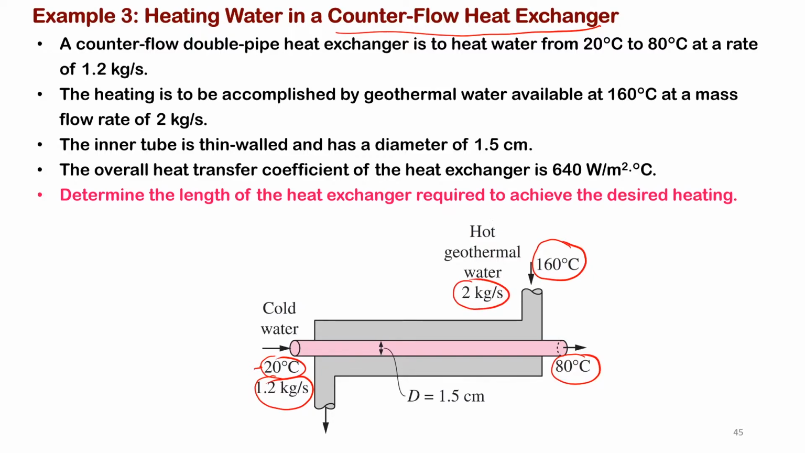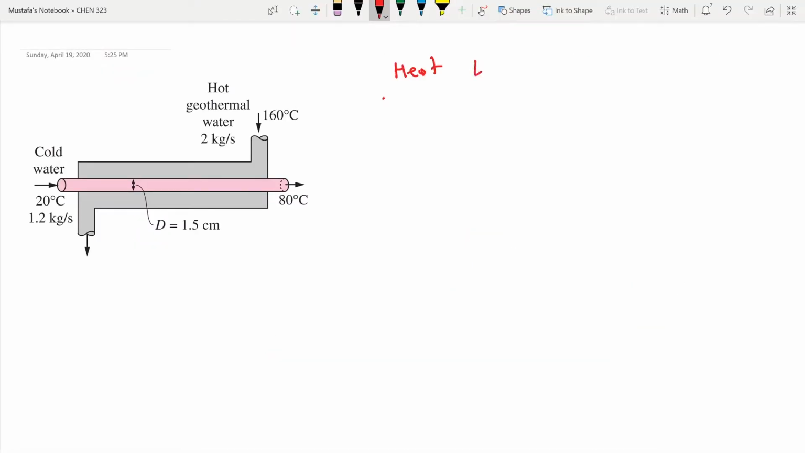We know the diameter of the tube is 1.5, and the overall heat transfer coefficient is given, which is 640 watt per meter square Celsius. So the question is, what should be the area and length of this heat exchanger to carry out this operation, to make sure the outlet water can be heated up to 80 degrees Celsius?